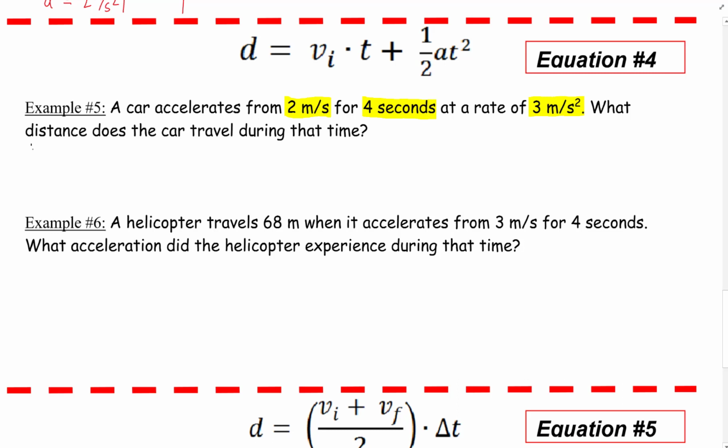So the initial speed is 2 meters per second. The time that it accelerates for is 4 seconds. And the rate at which it accelerates is 3 meters per second squared. And we're asked for what is the displacement.